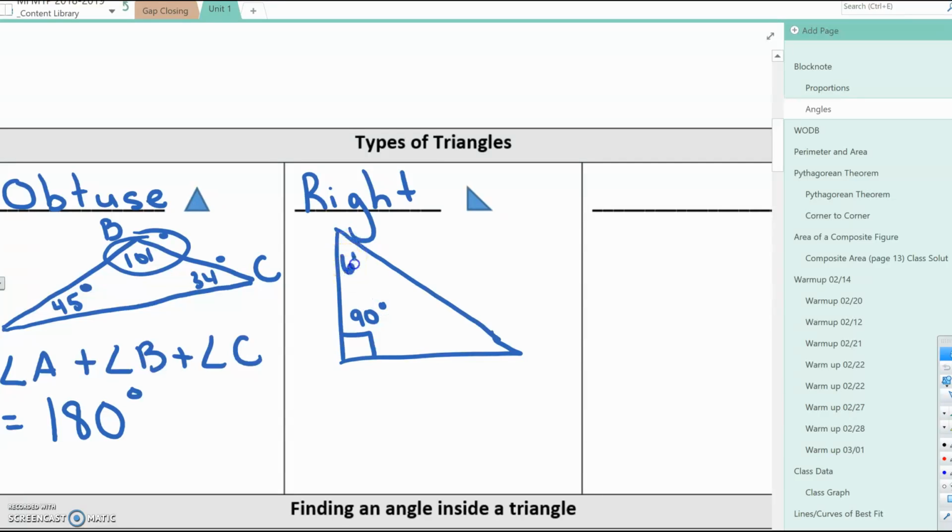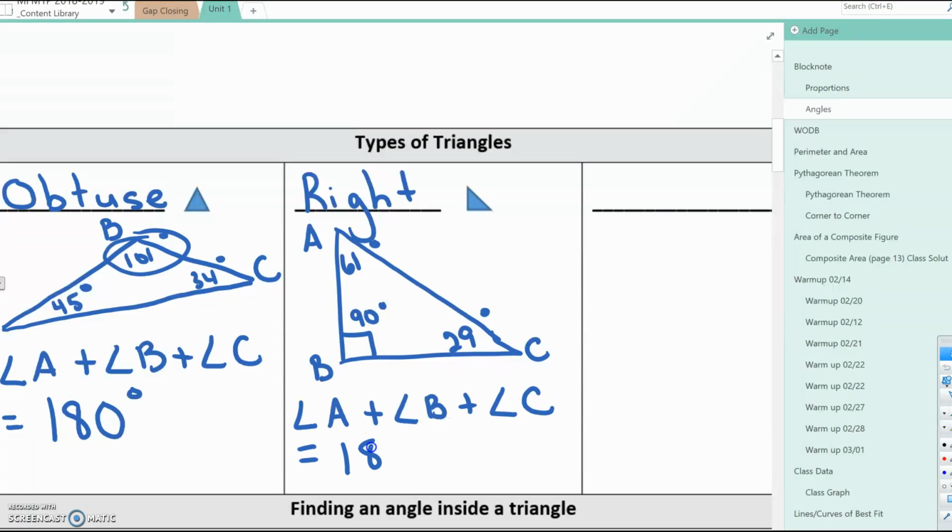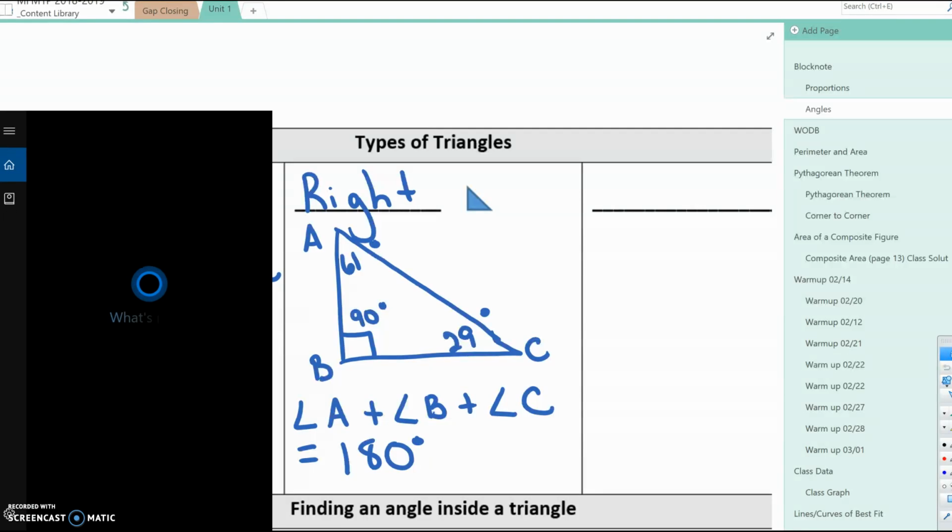Let's just put the top one as 61 degrees, and we'll put the bottom one as 29 degrees. So you should be assuming by now that once I label my sides, we're going to try adding them up. So again, angle A plus angle B plus angle C should give us 180 degrees. So we're going to check that.